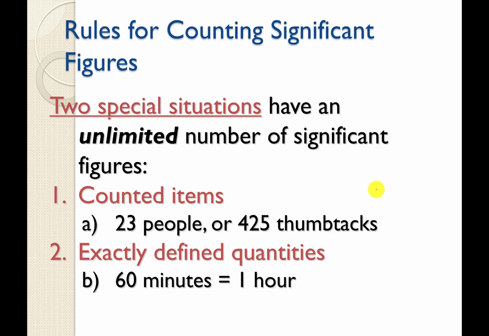Another case when you have unlimited significant figures is when you have a defined value. For example, 60 minutes in an hour. An hour is defined as 60 minutes. That means it's 60.000000000 minutes in an hour. It's exactly 60 minutes. So that means you could have as many significant figures with 60 as you want.